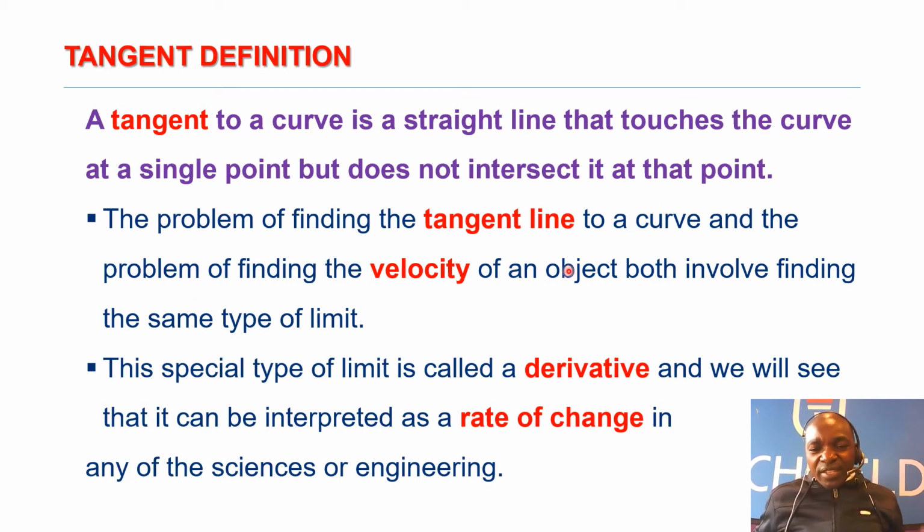The problem of finding the tangent line to a curve and the problem of finding the velocity of an object both involve finding the same type of limit. So we're going to use a limit process in order to find the tangent line or slope of a tangent line. The special type of limit is called a derivative, and we will see that it can be interpreted as a rate of change in any of the science, engineering or computer science fields.